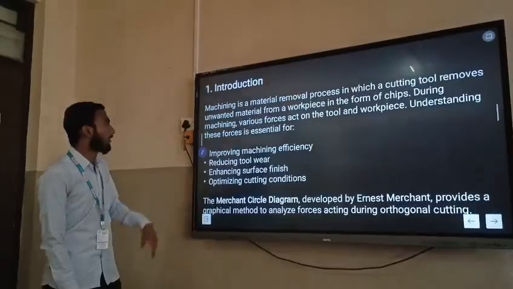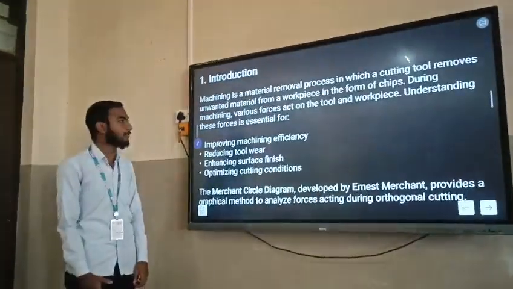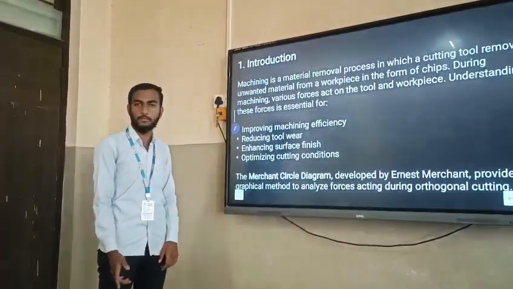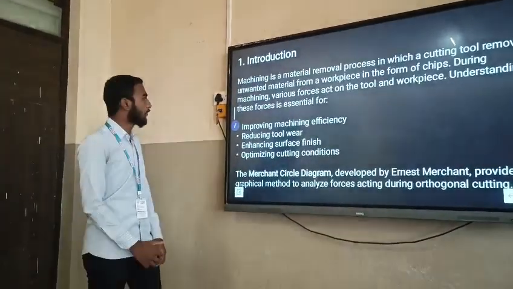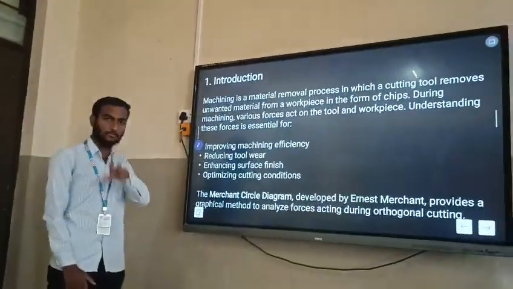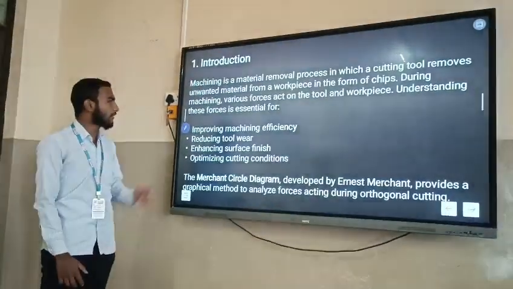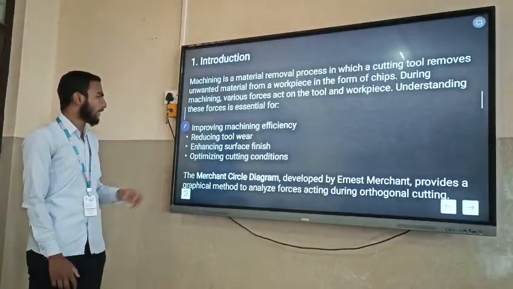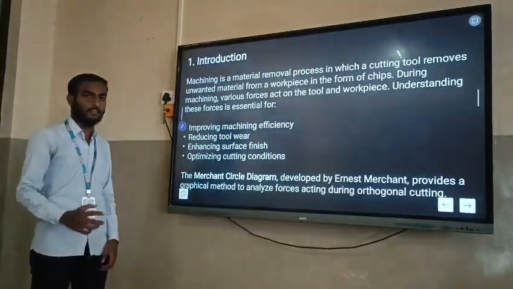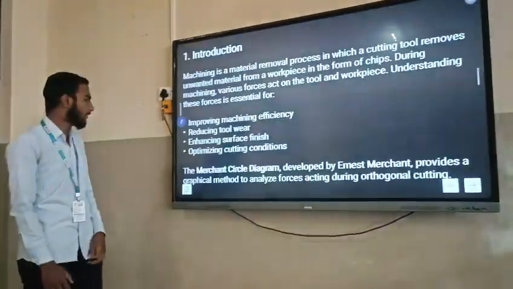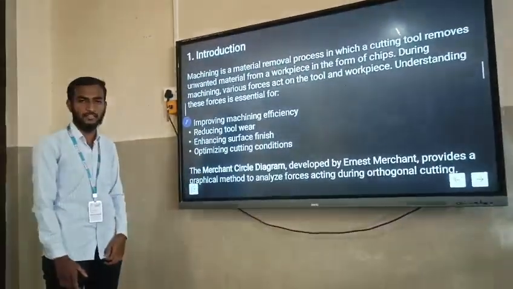So first, what is machining? Machining is a material removal process in which a cutting tool removes unwanted material from a workpiece in the form of chips. During machining, various forces act on the workpiece and the tool. Understanding these forces is essential because it improves the machining efficiency and the material removal rate. It also affects the surface finish and helps in optimizing cutting conditions.